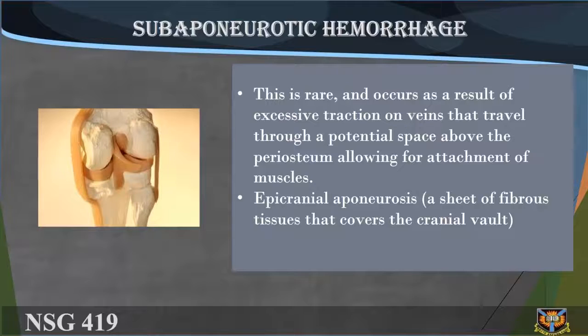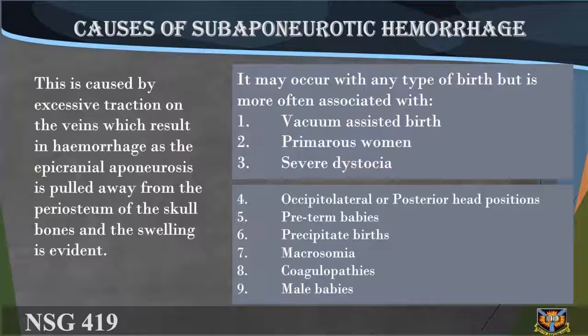Subaponeurotic hemorrhage. This is rare and occurs as a result of excessive traction on veins that travel through a potential space above the periosteum, allowing for attachment of muscles. Epicranial aponeurosis: a sheet of fibrous tissue that covers the cranial vault. Causes: this is caused by excessive traction on the veins, which results in hemorrhage as the epicranial aponeurosis is pulled away from the periosteum of the skull bones, and the swelling is evident.